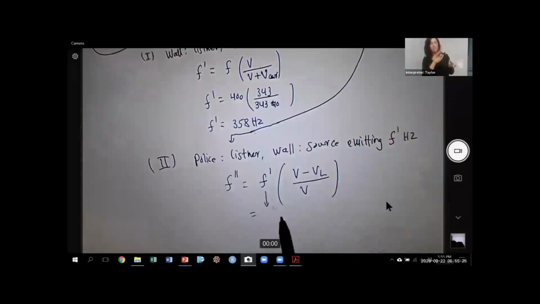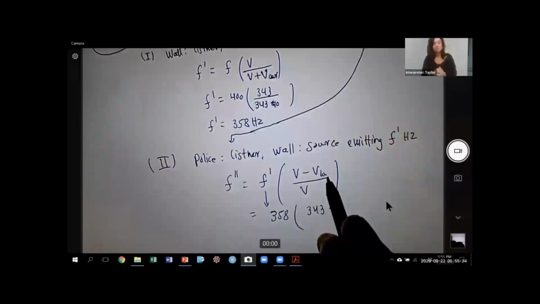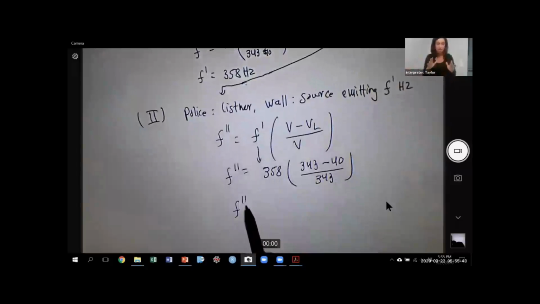So this is now 358. That's the little trick. That's all. So the car is the listener, which is moving away at 40 meters per second, 343. That's it. That's the final Doppler shift.